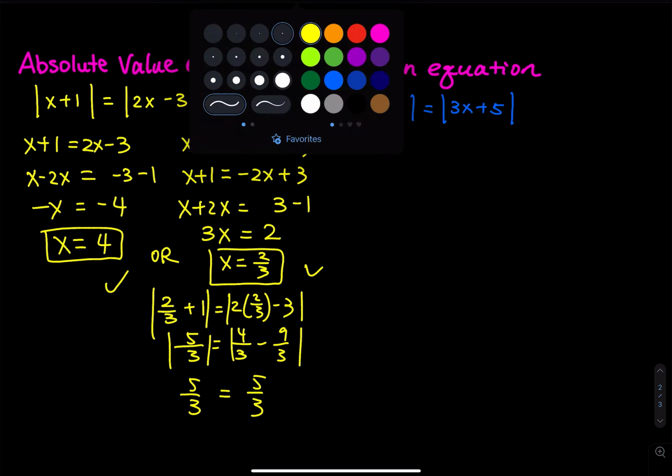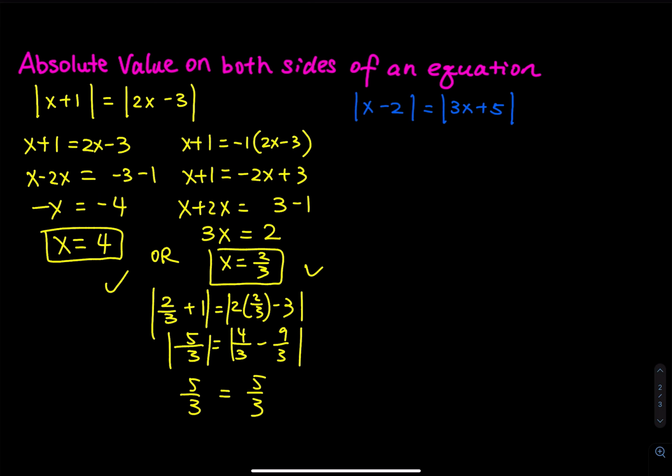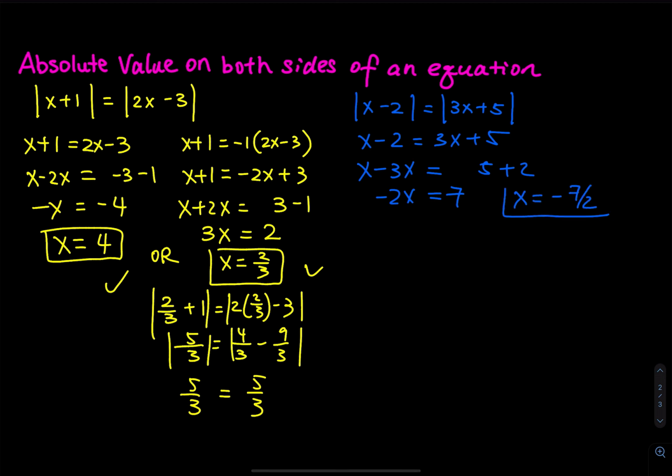How about the blue equation? Same thing. First part, easy. You just remove all the absolute value. So x minus 2 equals 3x plus 5. Let's just solve this first. So x minus 3x equals 5 plus 2, right? Subtract 3x on both sides, add 2 on both sides. This is negative 2x equals 7, and then x equals negative 7 over 2. Negative 7 over 2. So that is the first part.